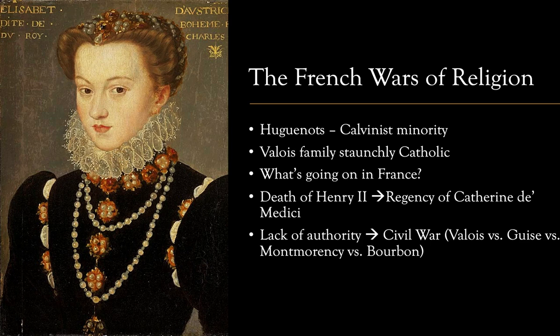By about 1559, approximately 10% of France had converted to Catholicism. However, like I said, France and the Valois monarchy was staunchly Catholic. You might remember the Concordat of Bologna in 1516. This had been an agreement between Francis I and the Catholic Church that had given French kings the ability to appoint clergy and control church policy.